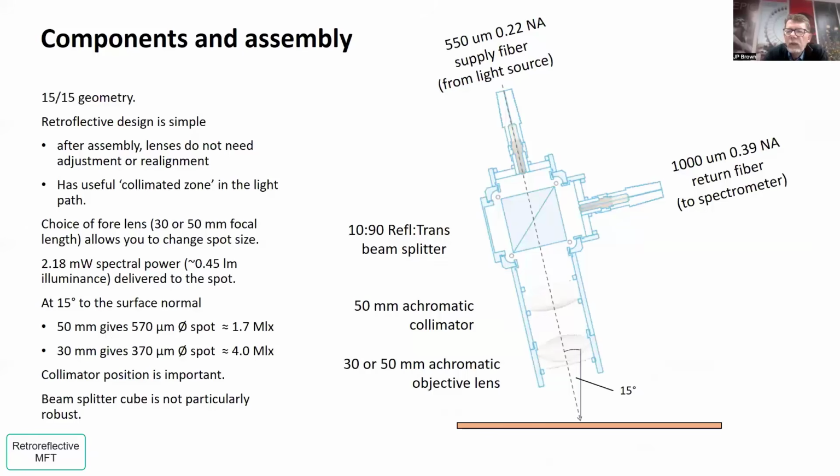Just to clarify the optical design, light comes in from the supply fiber and passes through a beam splitter. The collimator parallelizes the beam. The fore-lens concentrates the light at the spot. Some of the light is reflected back up the light path and is reflected by the beam splitter into the return fiber and hence to the spectrometer. The unit is generally used in a 15-15 geometry to give a reasonably powerful spot, but there's no reason why you can't run it at 45-45 if you're prepared to lose about 25% of the spot power and deal with a more elliptical spot shape.